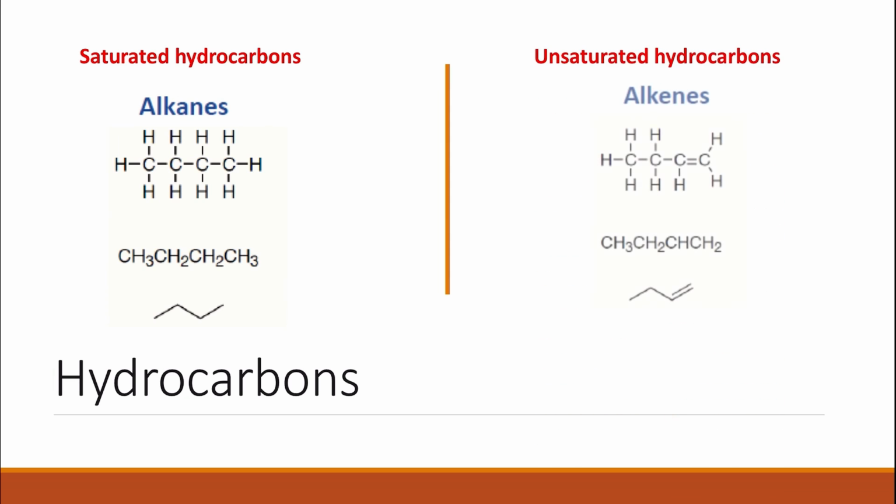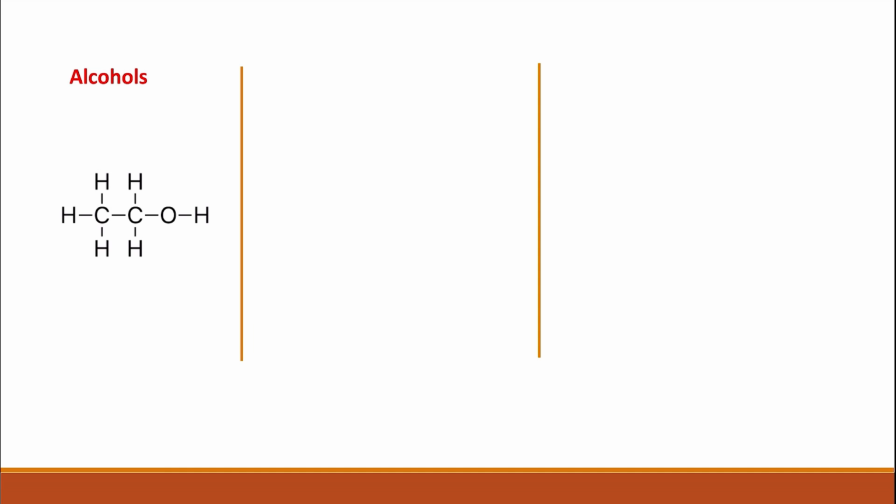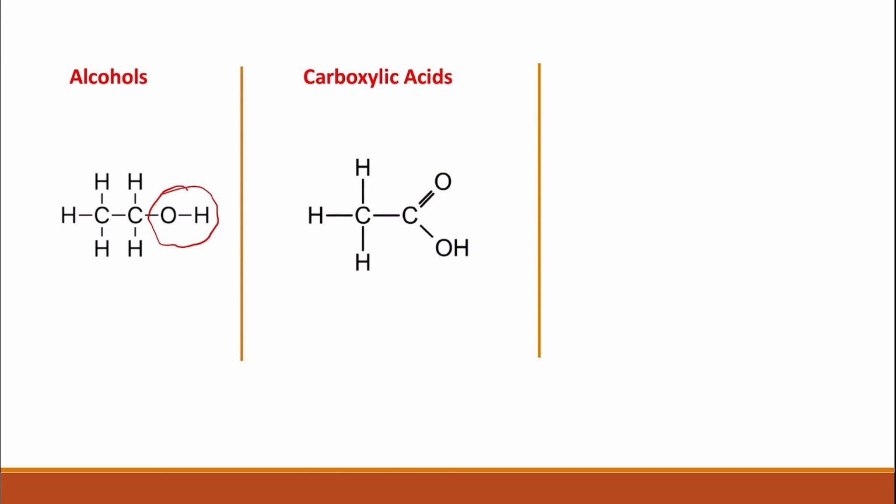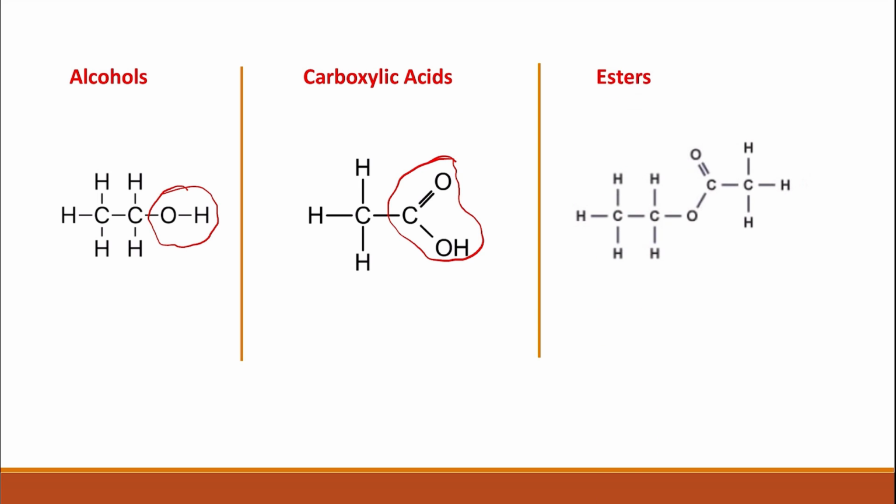And then there are the unsaturated hydrocarbons, which are represented here by alkenes, which have this double bond, so they are called unsaturated. We will also learn about alcohols, and alcohols have the functional group OH. Carboxylic acids, which have the carboxyl group, which is C double bond O, OH, and then esters, which have this functional group, which is COO.